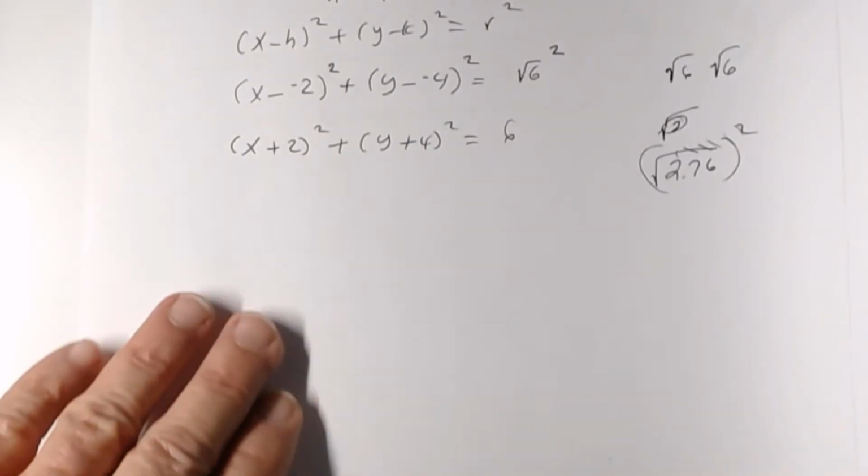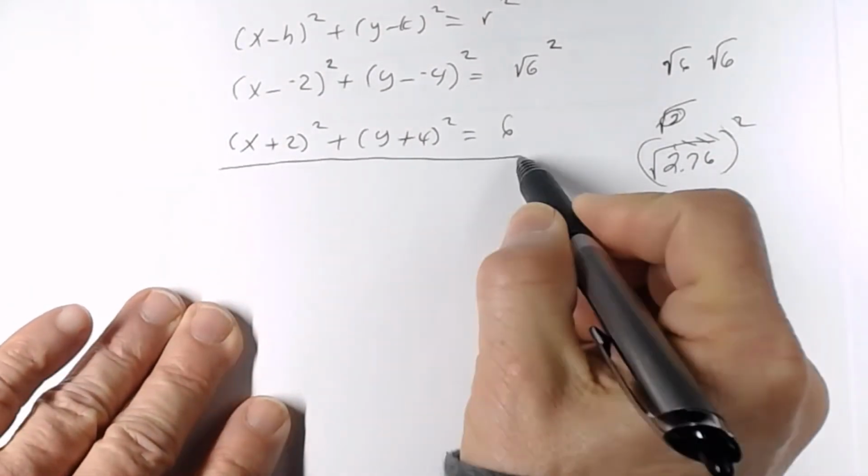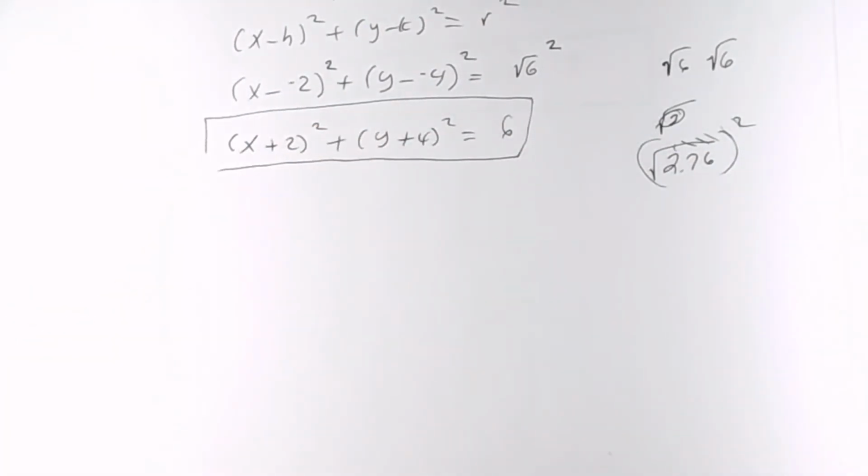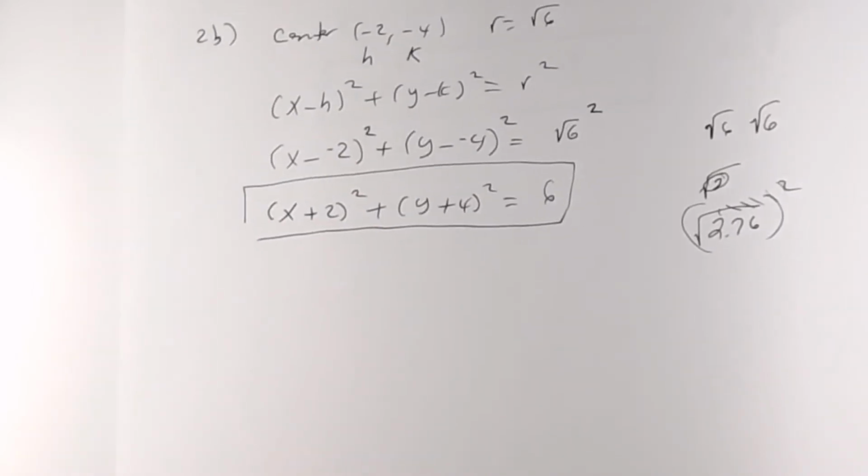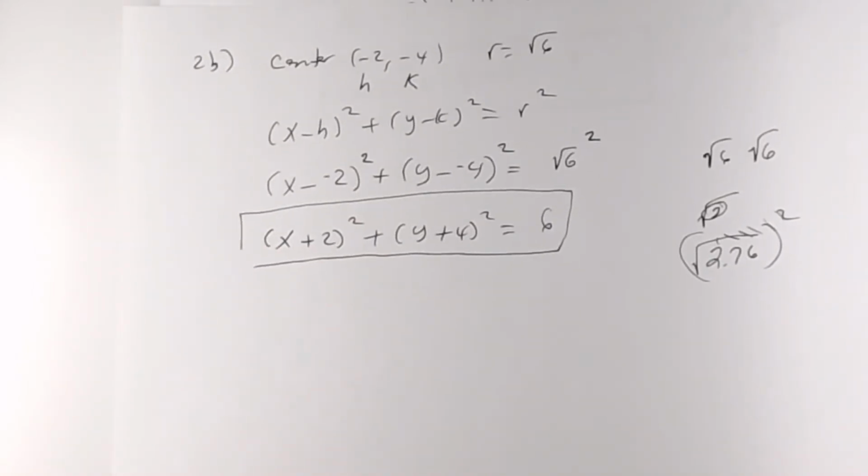Okay. And there's your answer right here. That's all you do. Okay, so that's 2B. Okay, now let's look at 3.